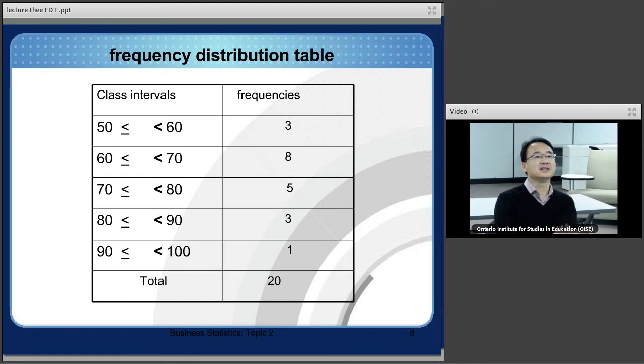We summarize the steps, 6 steps to a frequency distribution table. You can use these 6 steps to set up a frequency distribution table in doing some exercises to practice these skills. Okay.